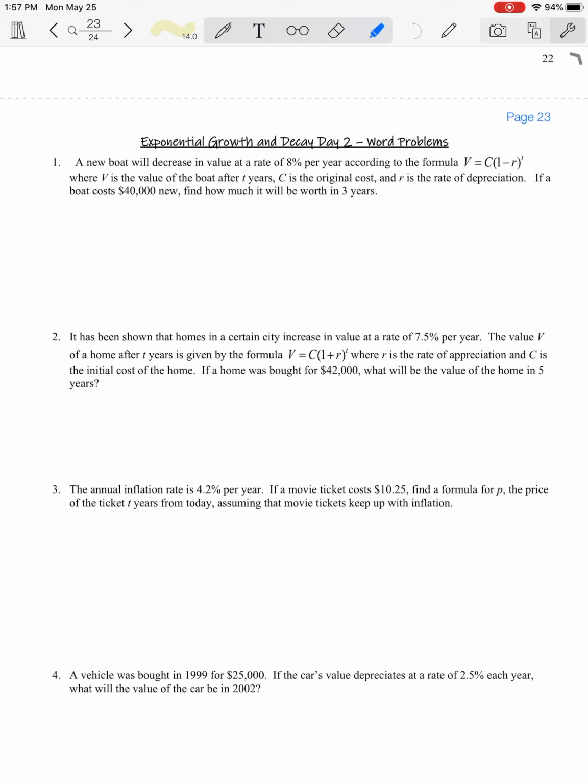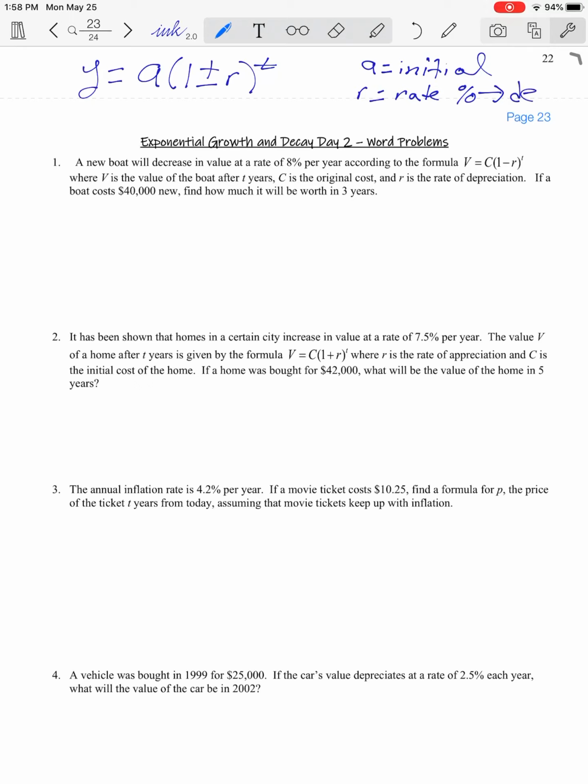So let's start out with the formula. The formula is y equals a times (1 plus or minus r) to the t. And then I'm going to tell you, a is always the initial amount, the amount you start with. R is the rate. Rate is always the percent, but you're going to change it to a decimal. And we'll talk about that as we do it. Then you have t, which is your time.